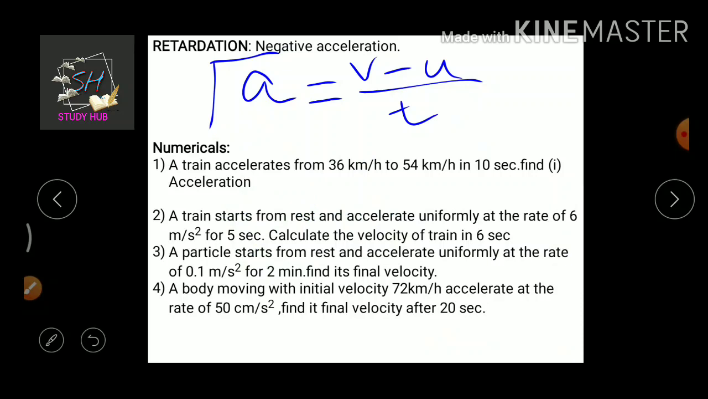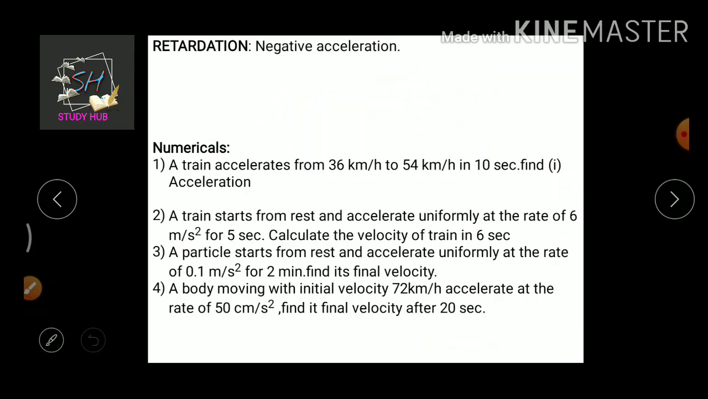At first, what it is saying: a train accelerates from 36 km per hour to 54 km per hour in 10 seconds. From the unit, we can see it is a unit of velocity. Why is it velocity? Because it is accelerating. In the acceleration case, the change of velocity comes in the definition. So that means it is velocity. It is u because it is initial, this is final, and this is time. So we need to find acceleration.